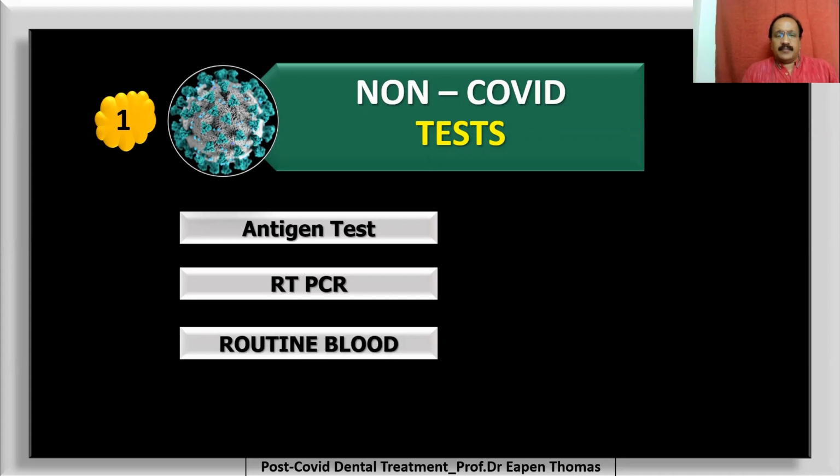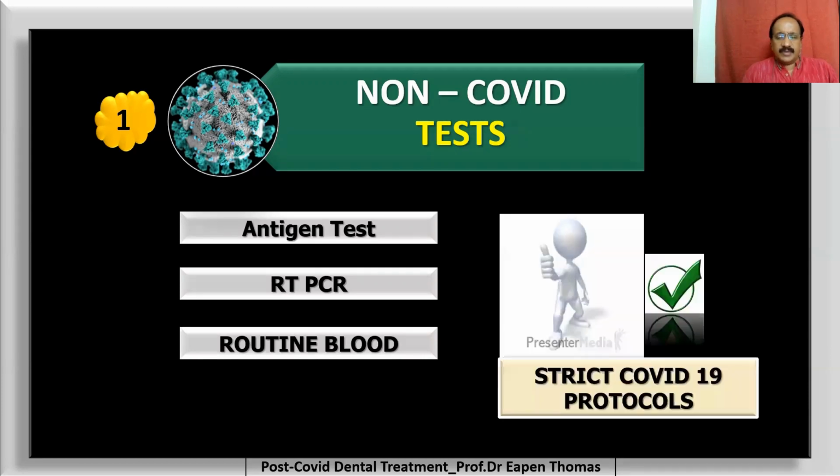Then a routine blood examination has to be done to see if the blood parameters are within normal limits. If all these values are within normal limits, and the COVID test is a negative report, then you can continue with that patient with the regular treatment, maintaining the strict COVID-19 protocols and regulations. Okay, that's about patients who are non-COVID.